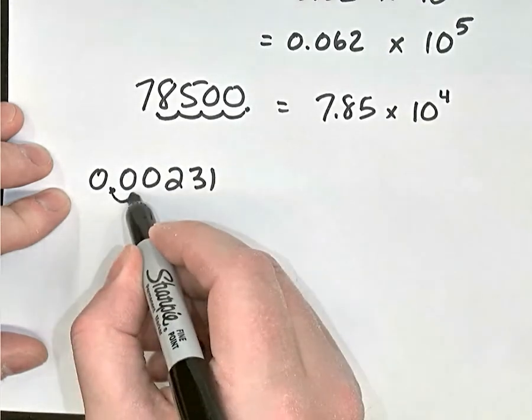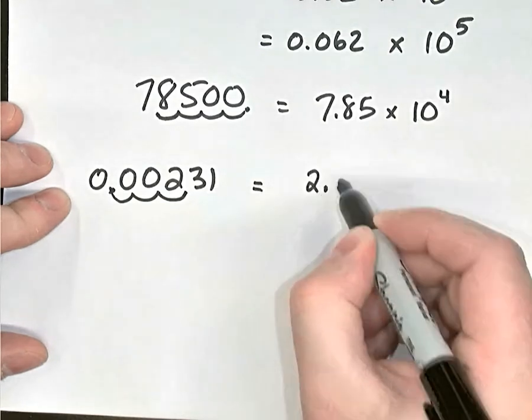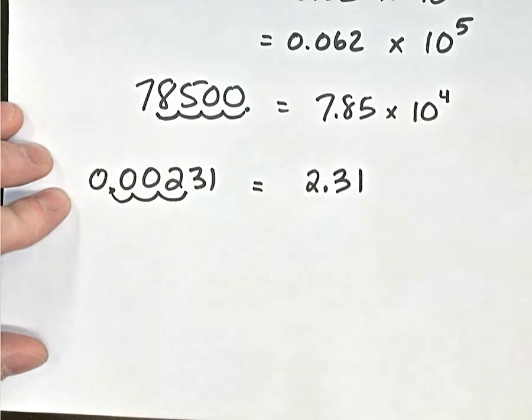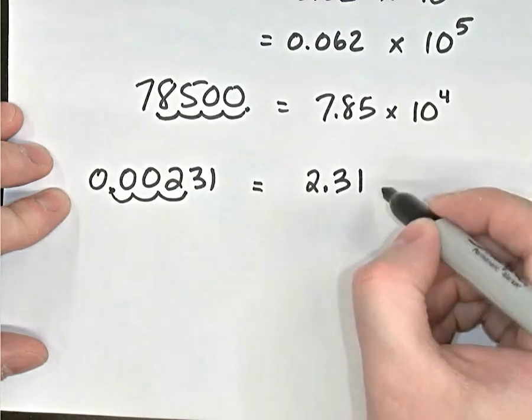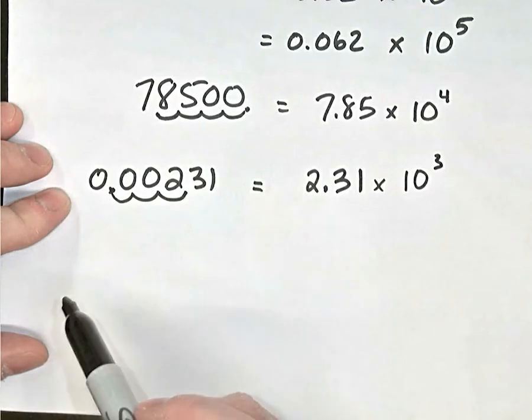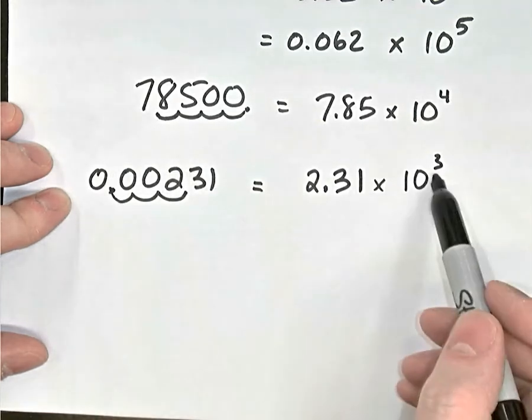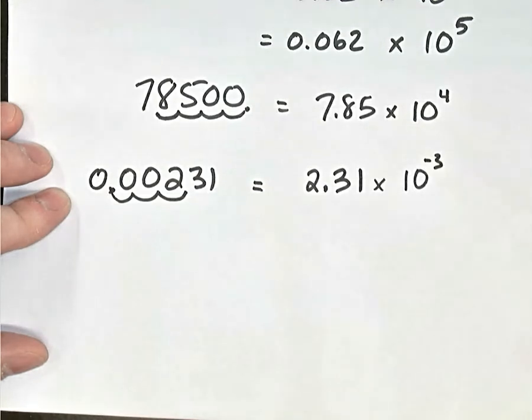So let's move it 1, 2, 3 places. So this is going to be 2.31. There's my number between 1 and 10. Times 10 to the 3, because I moved 3 spaces. But this is a small number. It's less than 1. Then the exponent over here has to be negative 3.